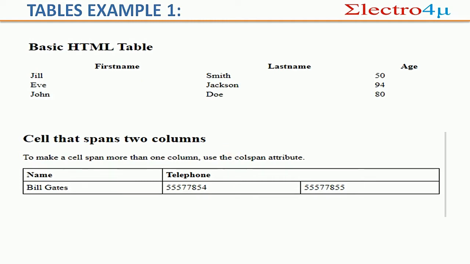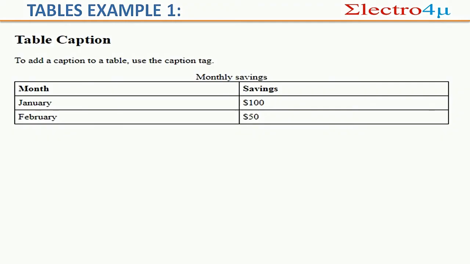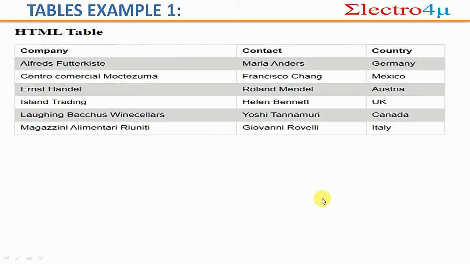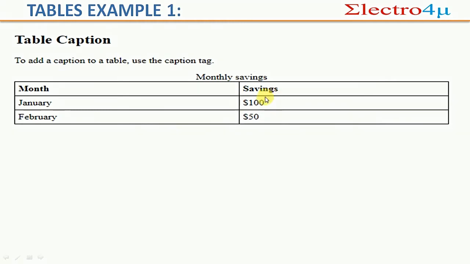You first understand this output, then I will tell you what the input is. That one is also the same. Month is the table heading, right? January is the table data, savings is the table heading, 100 is table data, like that. February table data is 50. And monthly savings is the table heading of the whole table. You understand that this is H1, that is H4.